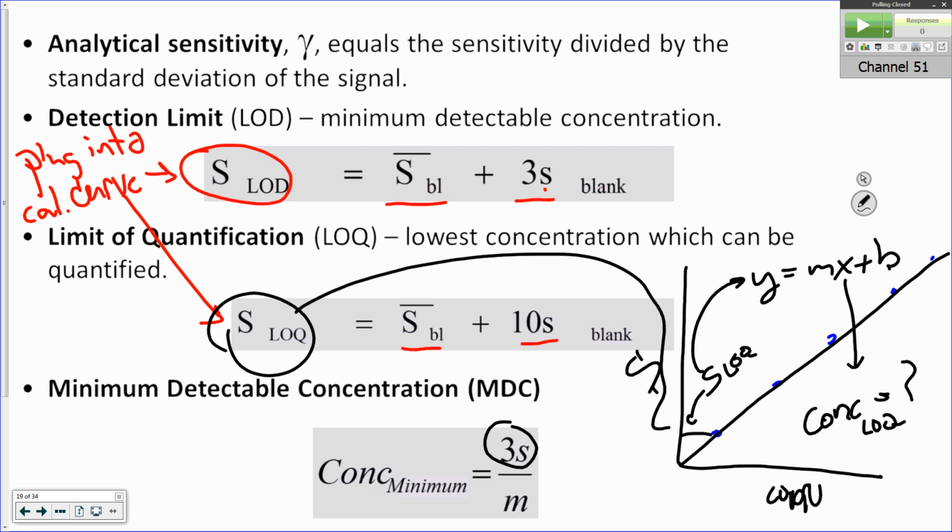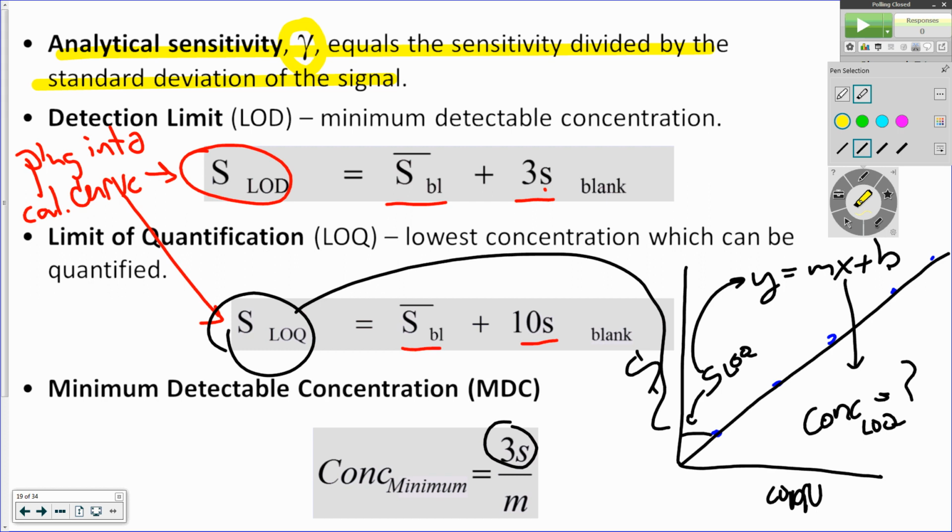That one, we looked at an example of that one in the video. Now, there's another term that's used by some instrument companies, so I do at least want to mention that one, and that's the analytical sensitivity. It's given the Greek letter gamma. It's equal to the sensitivity to the slope of the calibration curve.